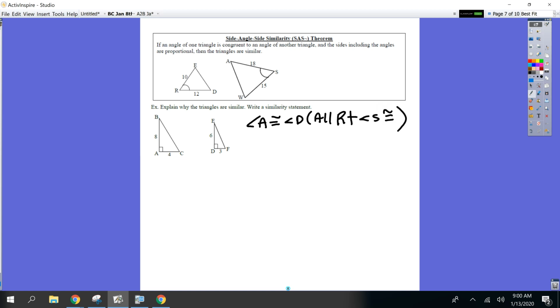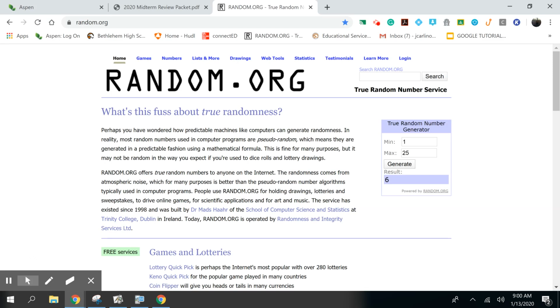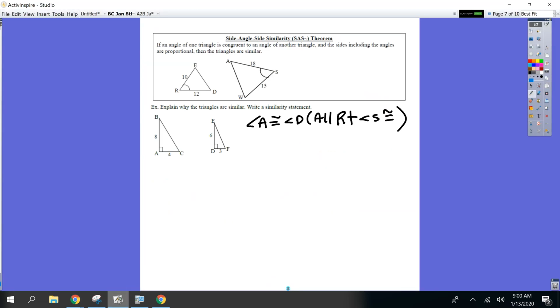Now you have to show me that the sides around it are in the same ratio. Okay? All right, here we go. 24. Give me a side in triangle ABC. 8. What's the 8 match up with in triangle EDF? So I have to check. I need to check, does 8 over 6, is that in the same ratio as, what's the other side left? 4 over 3. I got to make sure those are the same ratios.